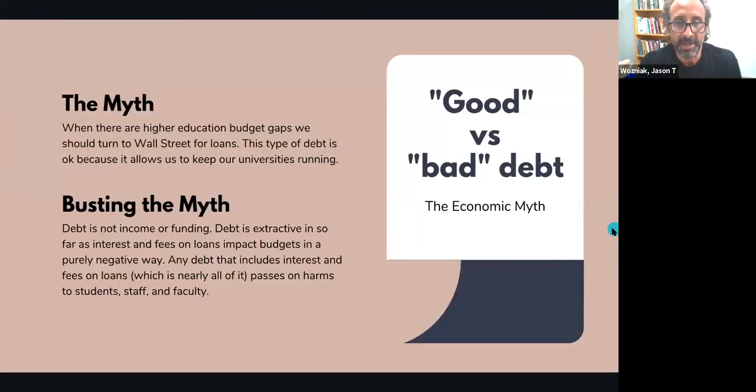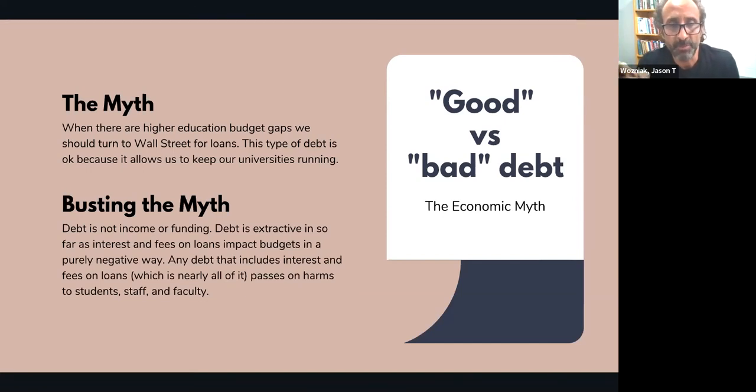So I want to start with economic, and I'll just read this out, and then I'll give a short possible retort to it. So the myth is often, and we hear this over and over again, that when in higher education there are budget gaps, we should turn to Wall Street for loans. And that this debt is okay, because it allows us to keep our universities running.